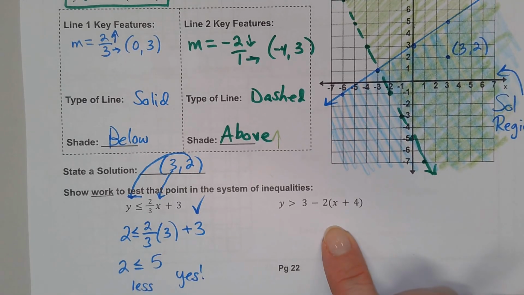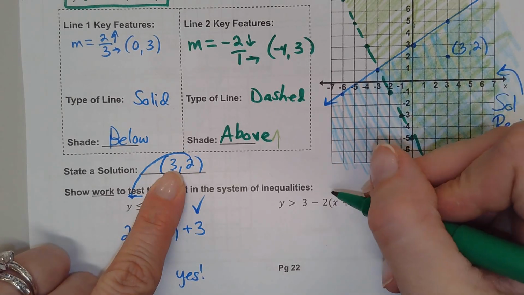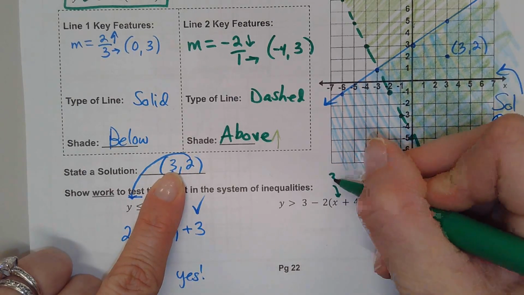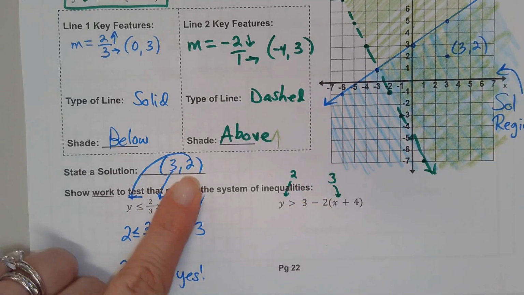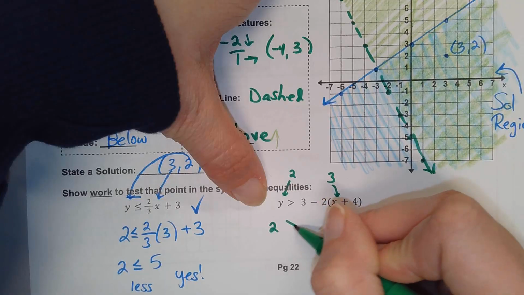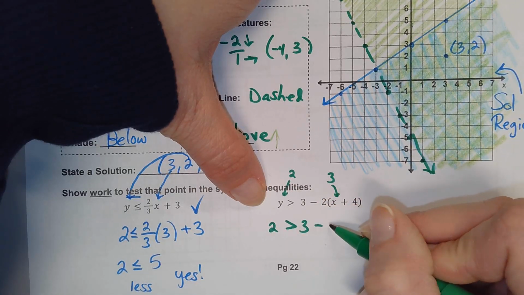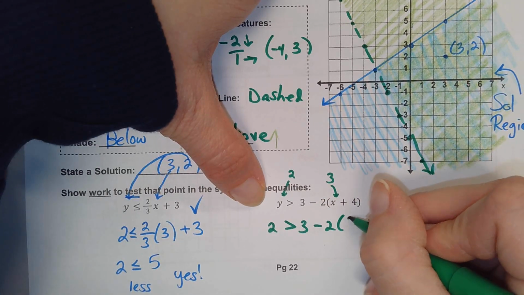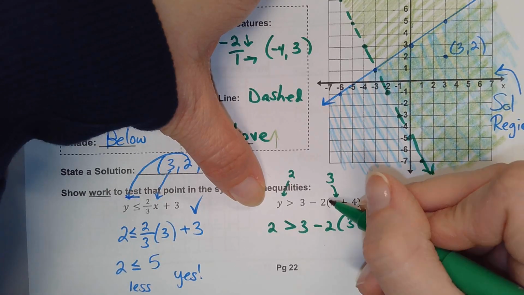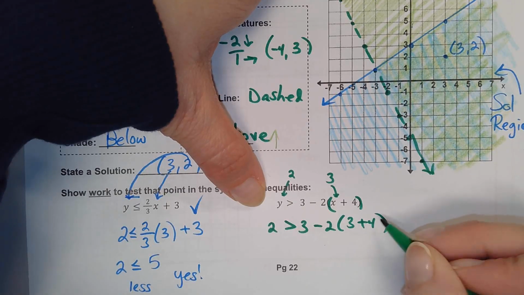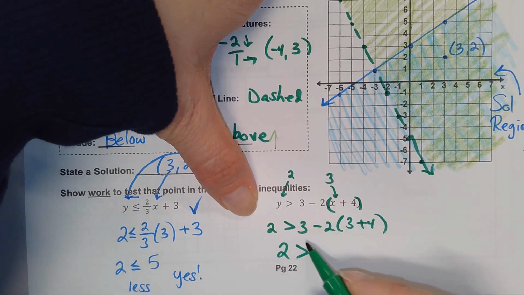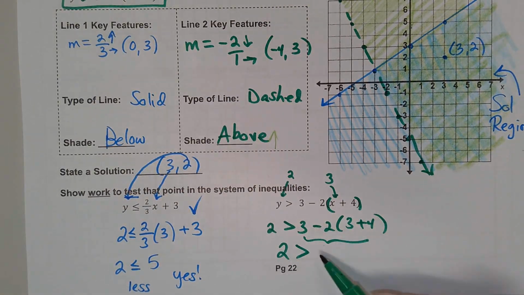Now let's check the second one. For the second inequality, I'm going to put x as a 3, and I'm going to plug 2 into the y spot. So 2 greater than... Make sure you have parentheses here. Okay, the parentheses are here and here. We already have parentheses. And what does the calculator say about that?